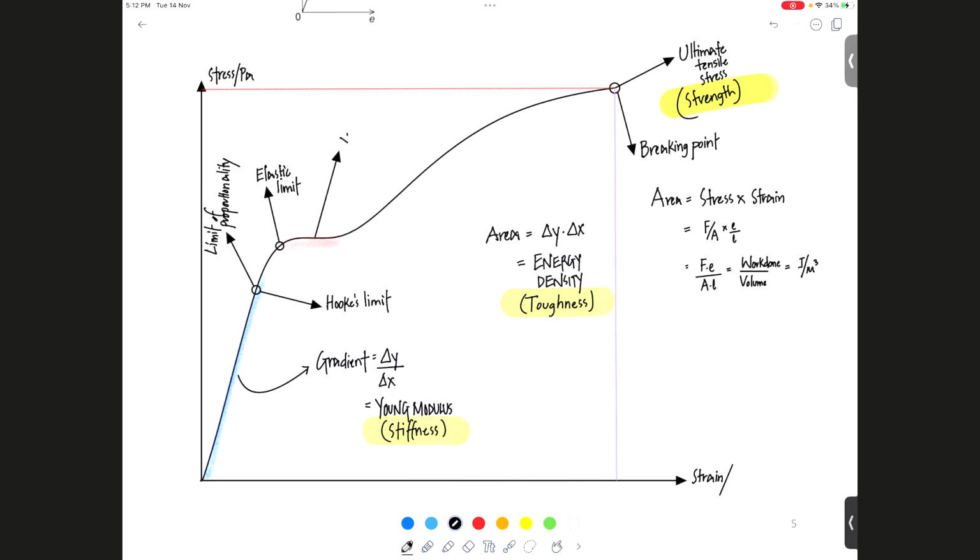And this point is called the yield region. It has no significance in your syllabus. It just helps you figure out when the plastic deformation starts. Okay, so the red part that I will show now represents plastic deformation. This is the elastic region. This is your plastic region.